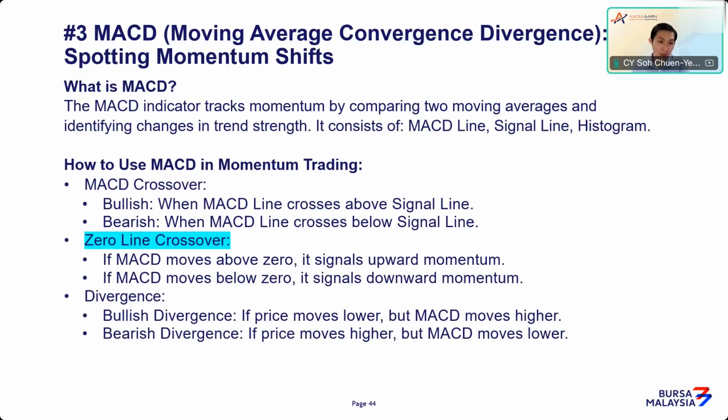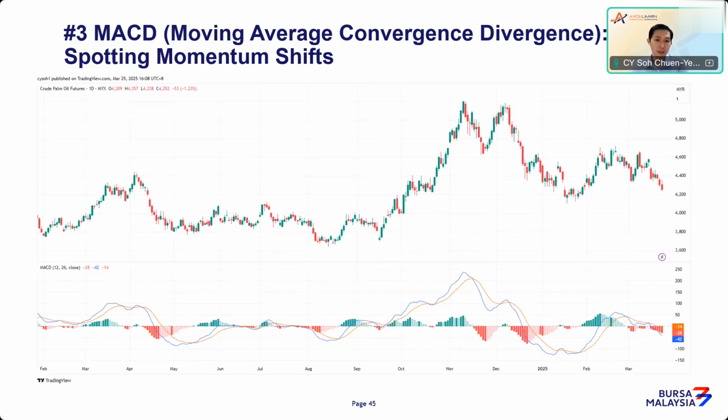Now there are at least three ways for you to use MACD in momentum trading. We have MACD crossover, we have zero line crossover, and divergence. However, in this session, I would like to specifically highlight what is zero line crossover. When you do this zero line crossover, you can minimize a lot of your trading risk. Very simple. If your MACD line is above your zero level, it means it is an upward momentum. If the MACD line moves below your zero level, it means it is a downward momentum. As simple as that.